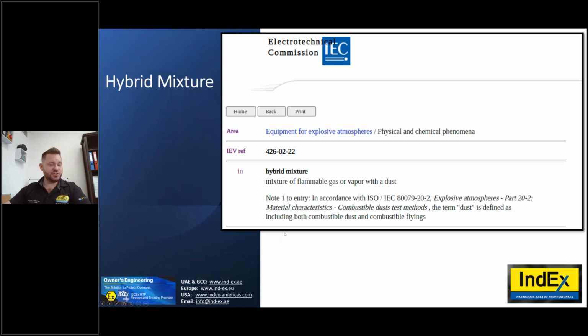Now, what is a hybrid mixture? Well, the actual definition straight from IEC Electropedia is a mixture of flammable gas or vapor with a dust. So if you ever want to find out the characteristics of your dust, you can go to ISO/IEC 80079-20-2, material characteristics of combustible dusts, test methods. And combustible dust means dust is defined as combustible dust and combustible flyings.